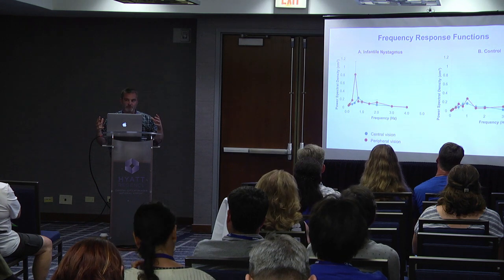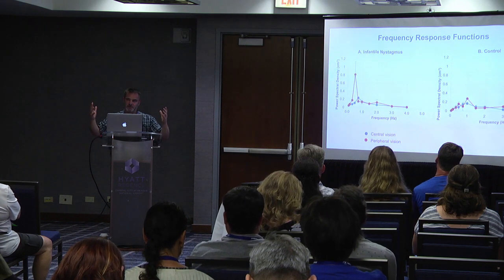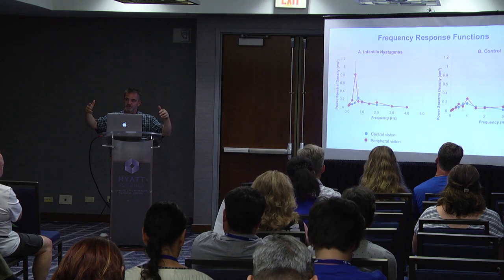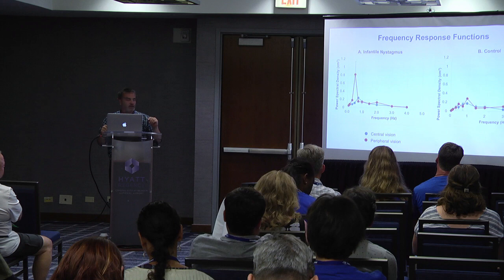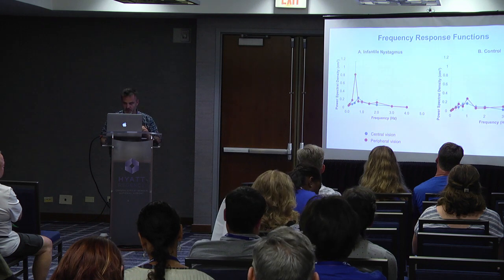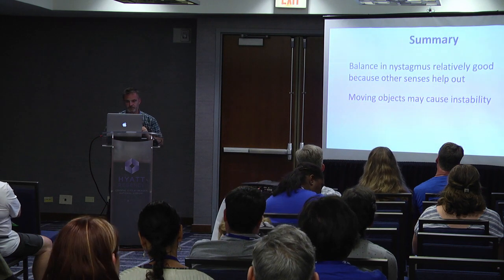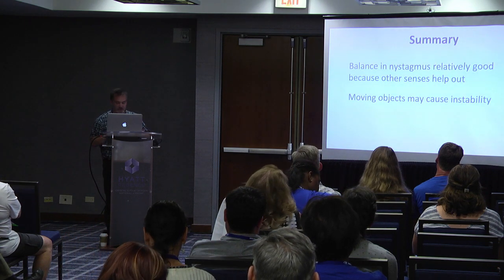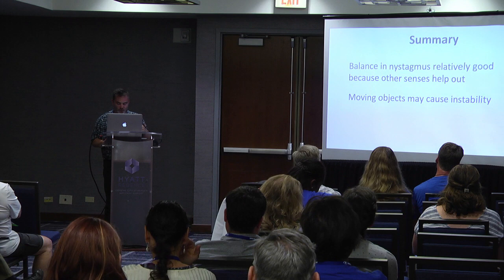But that's one thing we would say: sometimes when there's motion in the visual world, it has the potential to introduce some postural instability. It's something that we're going to look at in a bit more detail. So in other words, balance in nystagmus is relatively good because the other senses help out, but moving objects might cause some instability.